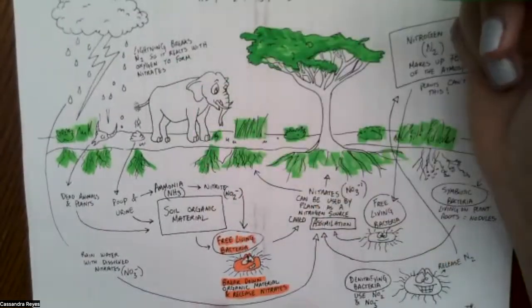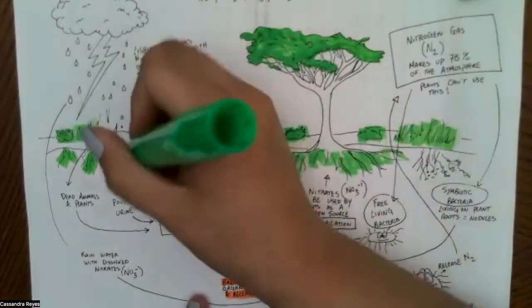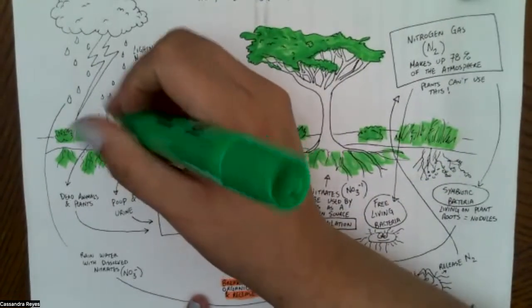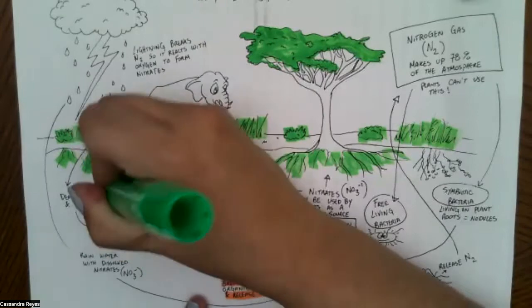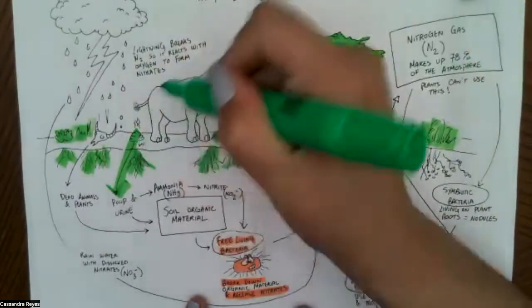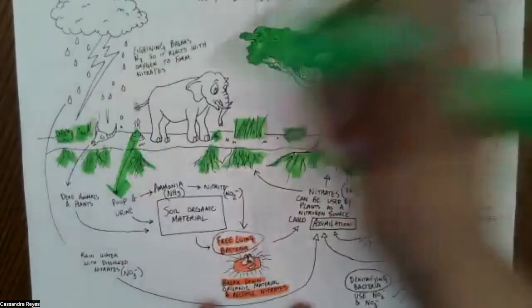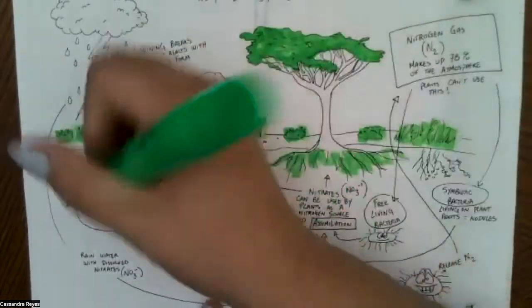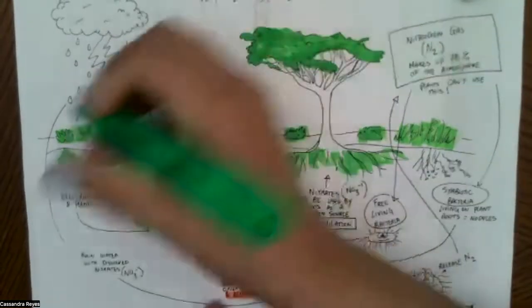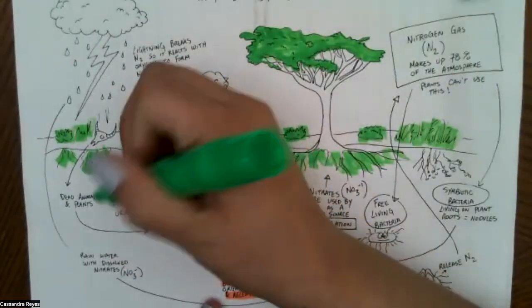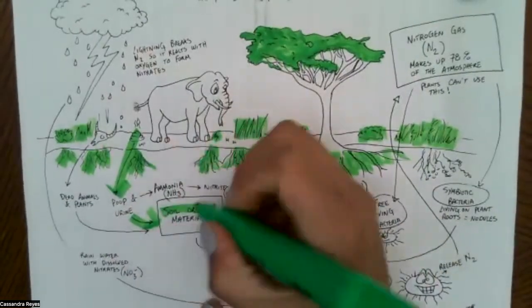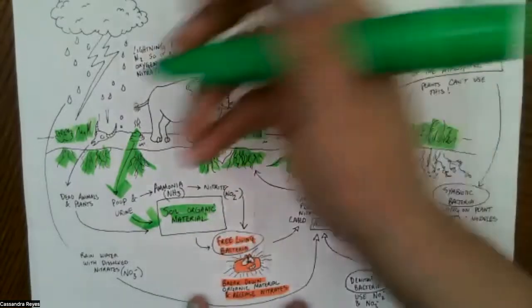All right, anyways, so we're gonna start over here with our little elephant, and guess what our little elephant's gonna do? He's gonna drop a deuce, and that deuce is gonna go into the ground, and it's gonna basically begin to decompose, okay? So that is gonna decompose into soil that is organic material, right?